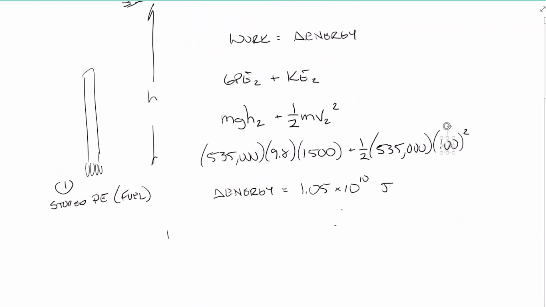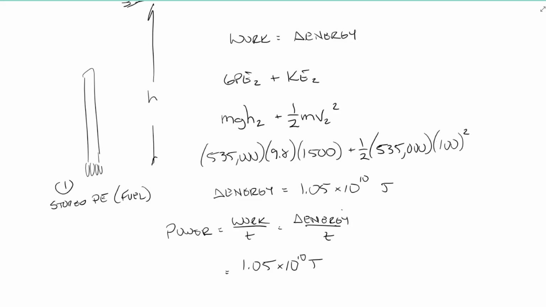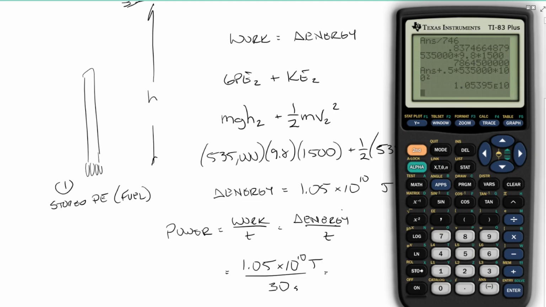And power is the work done over a period of time, and remember, work is the change in energy, which is what we just found, over time. And since we know the time is 30 seconds, power is going to be equal to the change in energy, 1.05 times 10 to the 10 joules, divided by 30 seconds, the time it took to do that work. So if I take my number and I divide by 30, I get the power output.